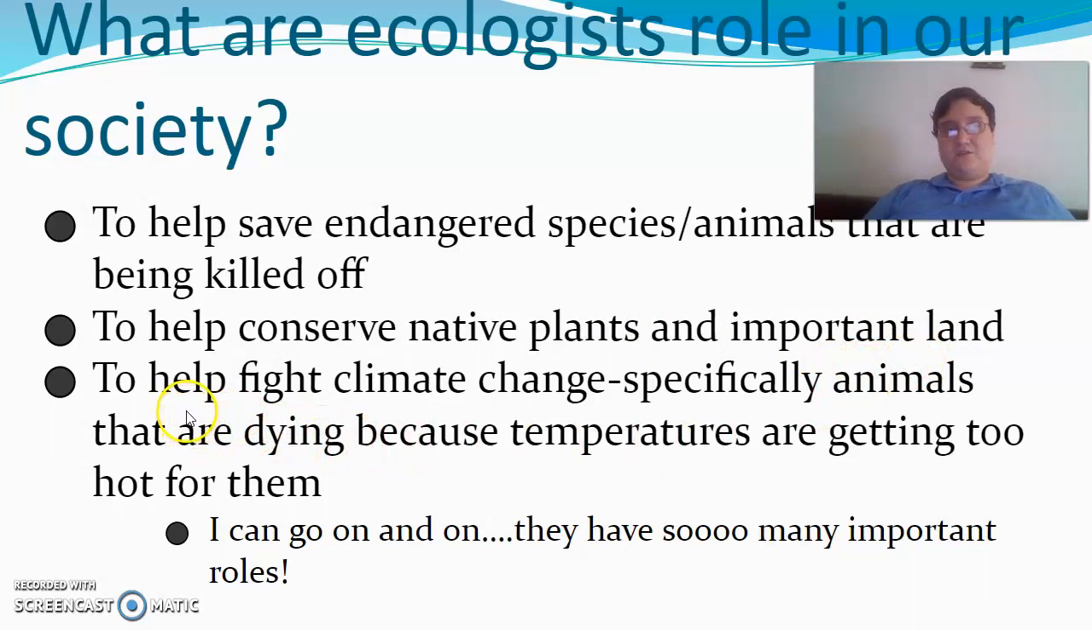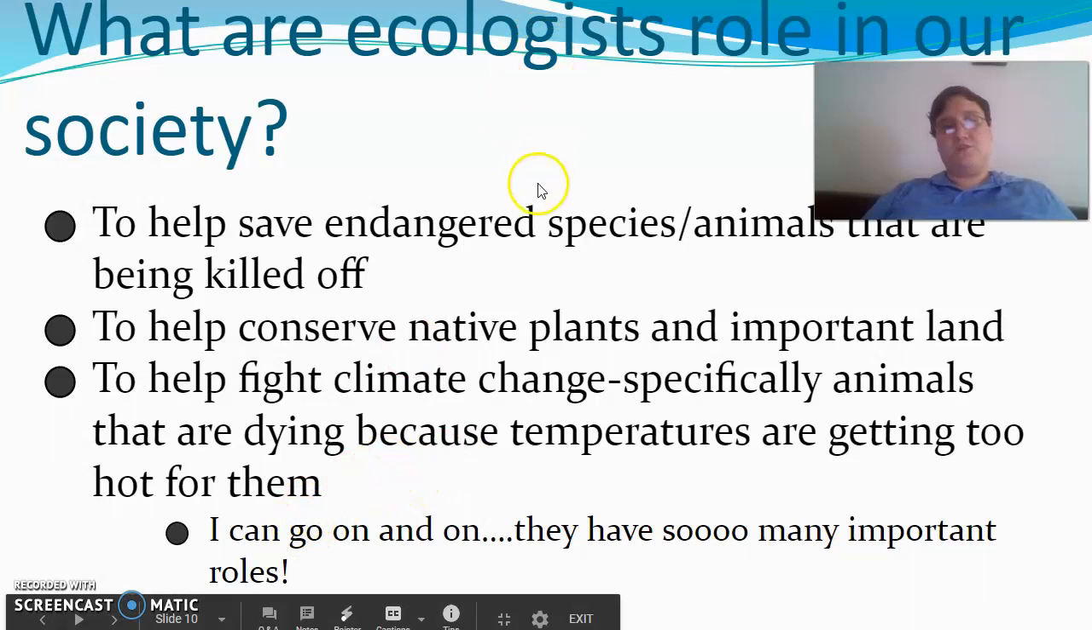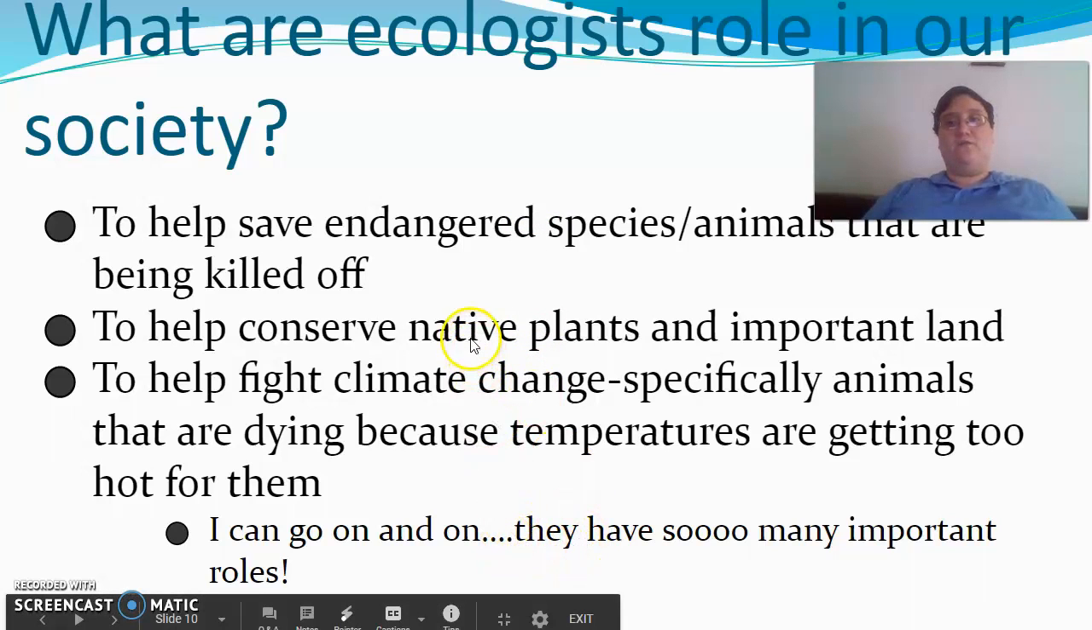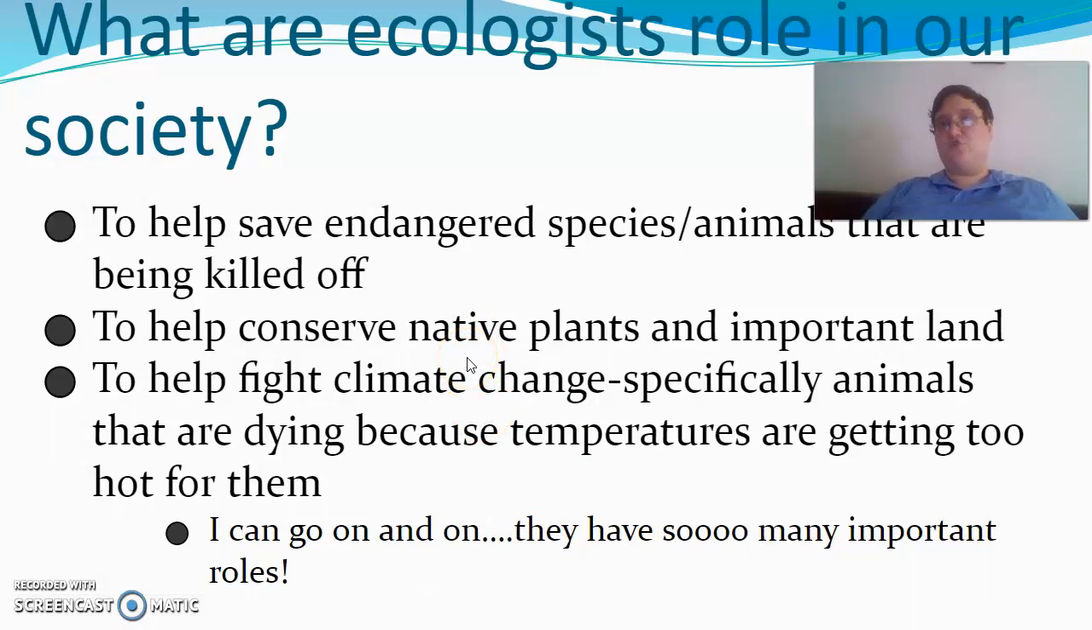A lot of ecologists are working to help fight climate change, specifically animals that are dying because temperatures are getting too warm. Think about the polar bears right now. Polar bears live on ice, but the ice is melting. So what's going to happen to all our polar bears if the ice keeps melting, right? These are problems that ecologists are working really hard to solve in the next like 10 years. I can go on and on about the roles of ecologists. I could probably spit off 25 things that these people do that are incredibly important for society, but I'm not going to do that.